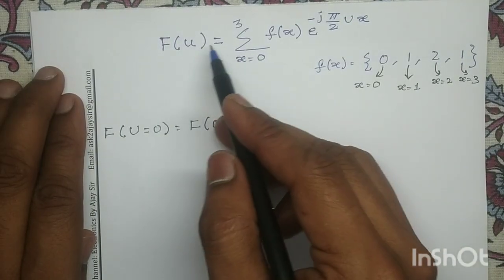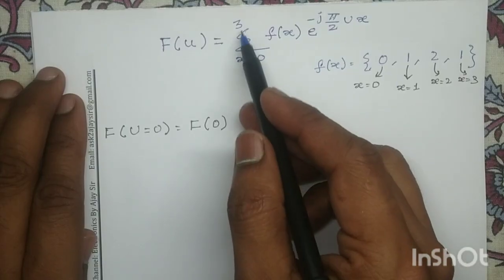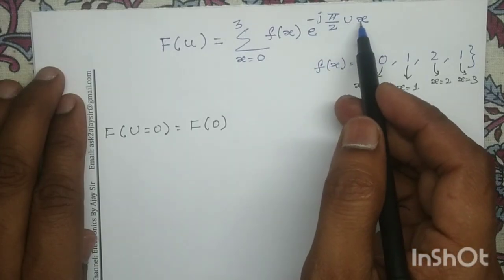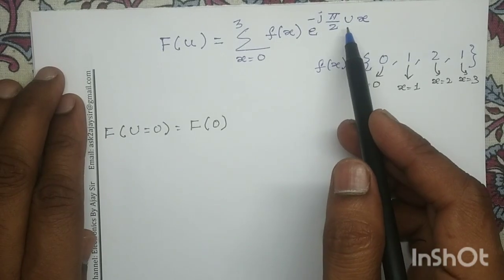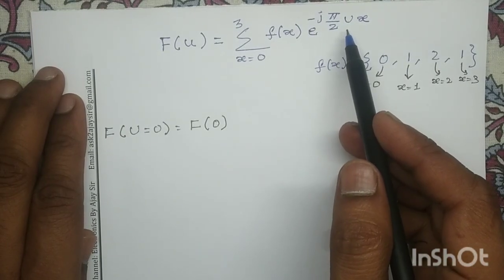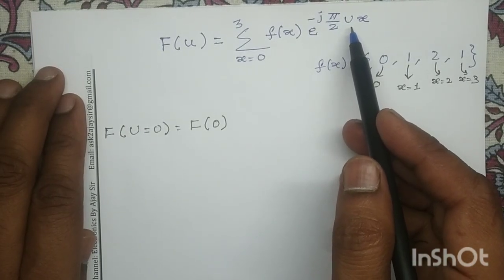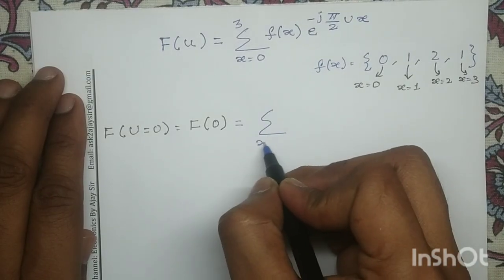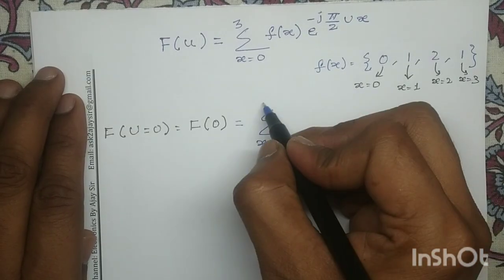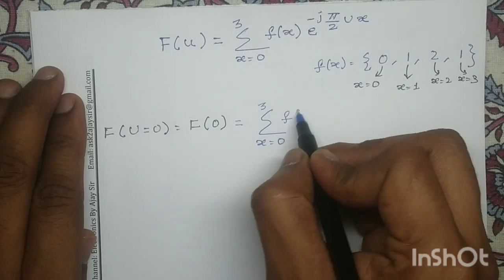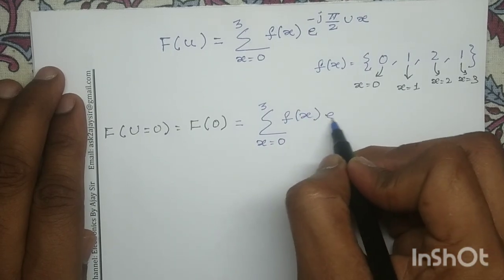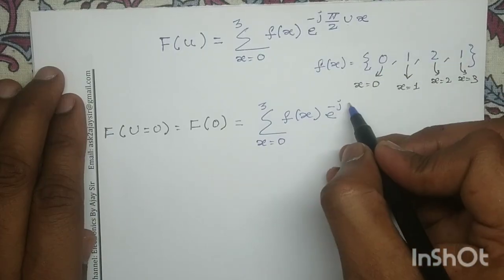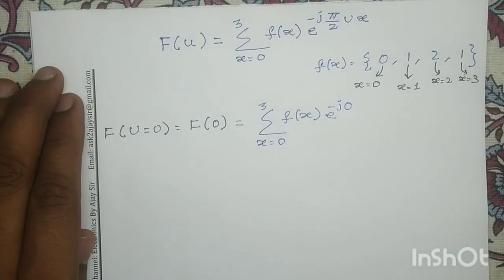In this equation, f of u equals summation x equals 0 to 3 f of x e to the power minus j pi by 2 u into x, in place of u, sorry, we will substitute 0. So the expression becomes summation x equals 0 to 3 f of x e to the power minus j, and in place of u we substitute 0, so it becomes 0.